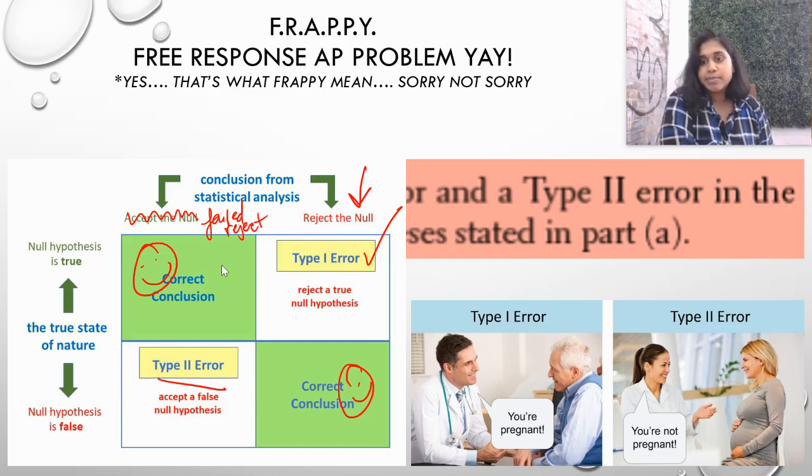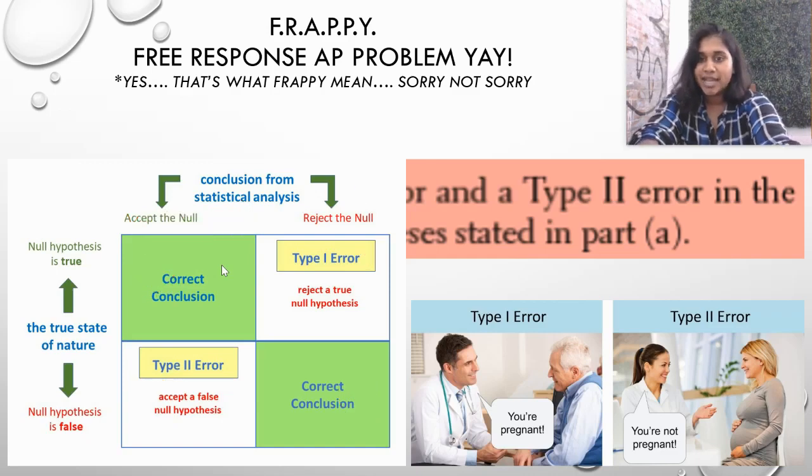To help you picture this even more, type 1 error would be telling a man you're pregnant, a biological man. Type 2 would be telling a biologically female woman who is currently exhibiting symptoms of pregnancy, you're not pregnant. So you can kind of set that up. It's just a silly little image to give you an idea of type 1, type 2 error.